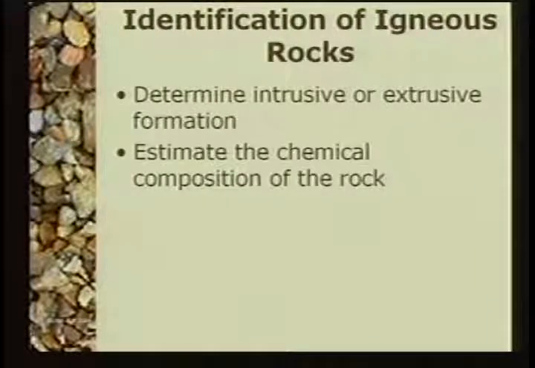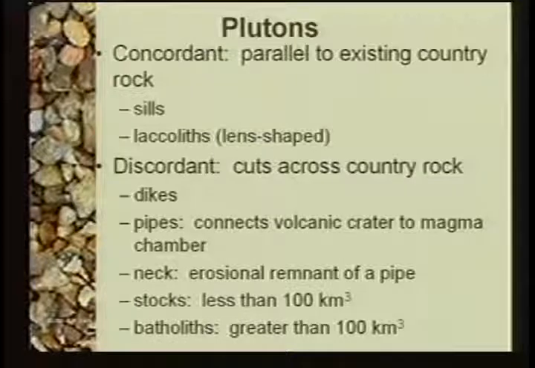The last thing we're going to talk about in this segment on intrusive and extrusive igneous rocks are intrusive igneous bodies, commonly referred to as plutons. Remember when we first mentioned that extrusive igneous rocks are called volcanic rocks and intrusive igneous rocks are called plutonic rocks? Well, now we're going to talk about those intrusive igneous bodies known as plutons.